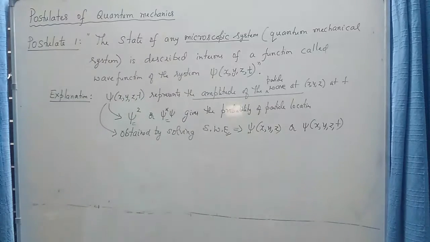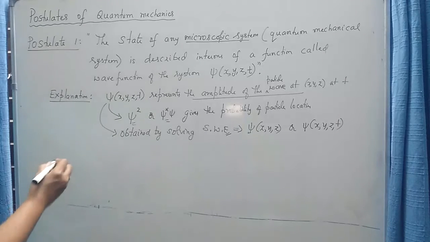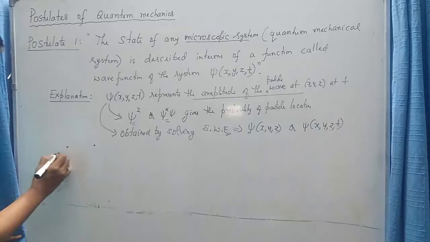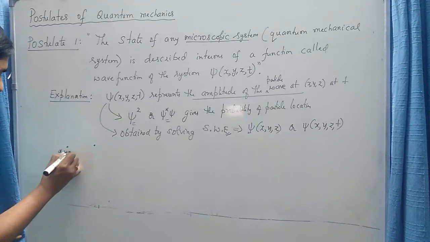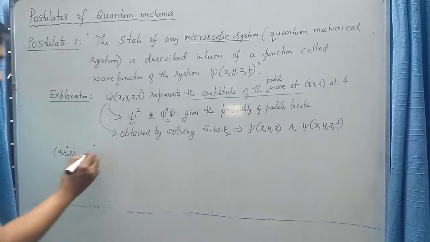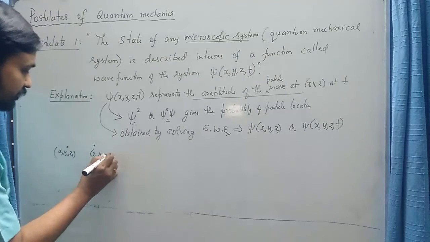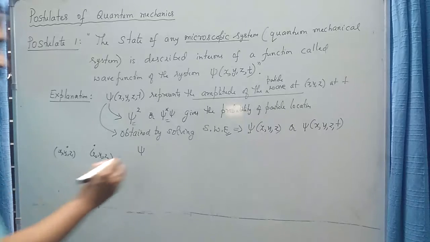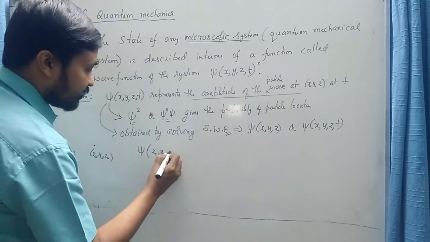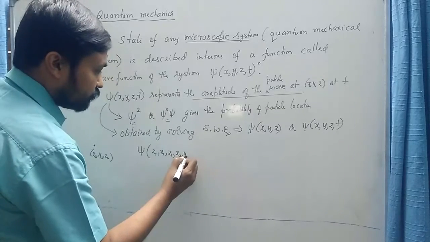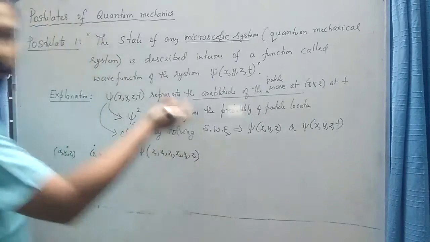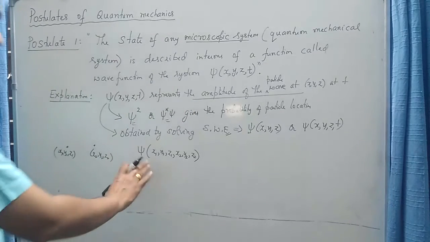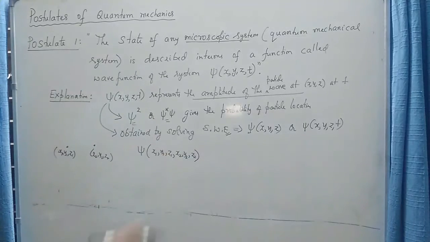Moreover, here we are assuming that there is only one particle present in this system. Suppose the system contains more than one particle, say two particles located at different positions. I represent the Cartesian coordinates x1 y1 z1 as the position of the first particle, and x2 y2 z2 as the position of the second particle. In such case, the wave function of the system can be written as psi of x1 y1 z1 comma x2 y2 z2, and comma t if it is a time dependent system. Otherwise psi of x1 y1 z1 comma x2 y2 z2, the positions of both the particles.